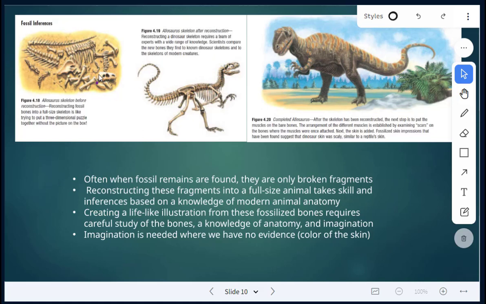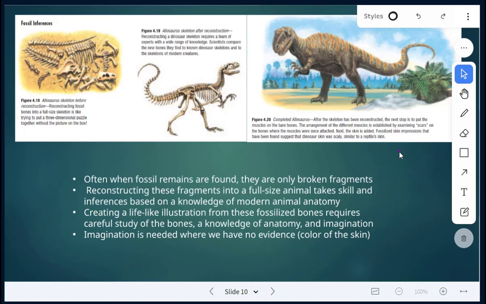So here we have Allosaurus. This is the Allosaurus skeleton before reconstruction. Reconstructing fossil bones into a full-size skeleton is like putting together a three-dimensional puzzle without the picture on the box. This is what it looks like after reconstruction. So again, a team of experts and scientists with a wide range of knowledge. The scientists will compare the new bones they find to known dinosaur skeletons and to skeletons of modern creatures. And then this is a completed Allosaurus after the skeleton has been reconstructed.